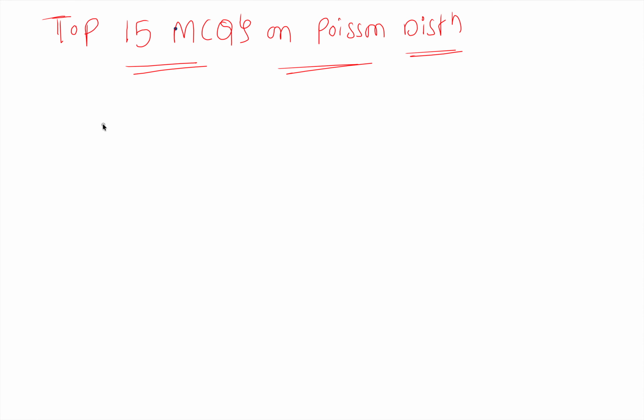Today in this video we are going to solve 15 MCQ questions on Poisson distribution. Let's start with the first question: if X follows Poisson 5, then the mean and variance are.